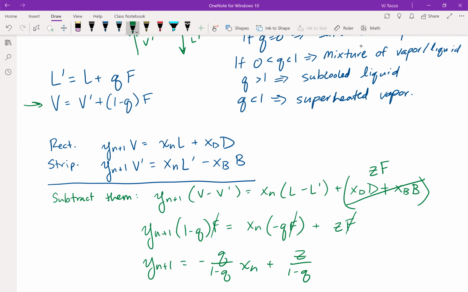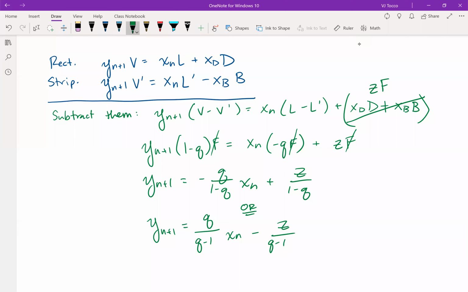And I oftentimes write this as, multiplying through by a negative 1. So this is the form that you may see it written in the textbook. And that's once again just multiplying top and bottom by negative 1, and then that gets it into a form that's a little bit more elegant. All right, this is called the feed operating line.